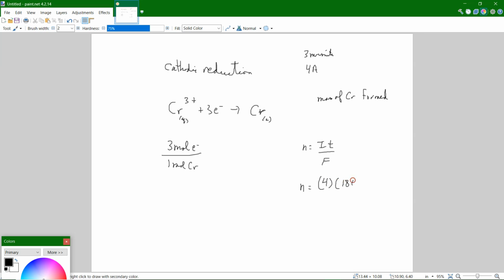I can do that in my head. That's 60, 120, 180 seconds. Faraday's constant, 96485. So 4 times 180, divided by 96485, gives 7.46 times 10 to the minus 3 moles.